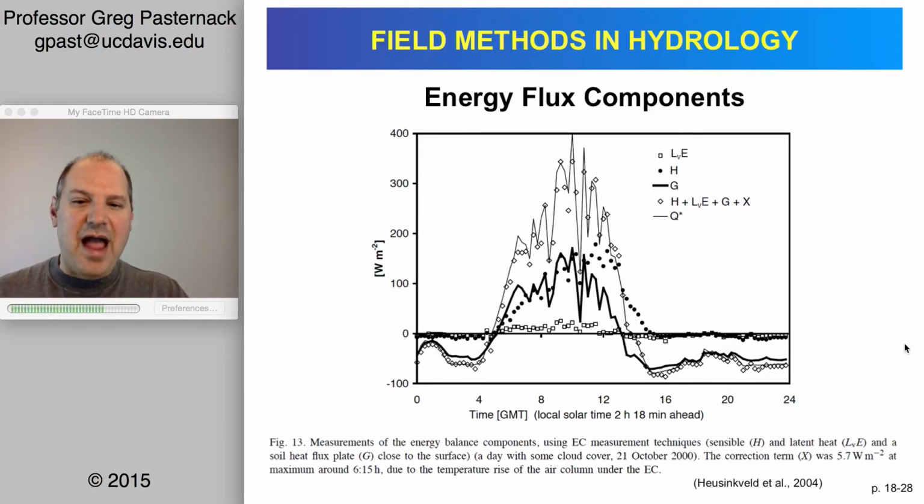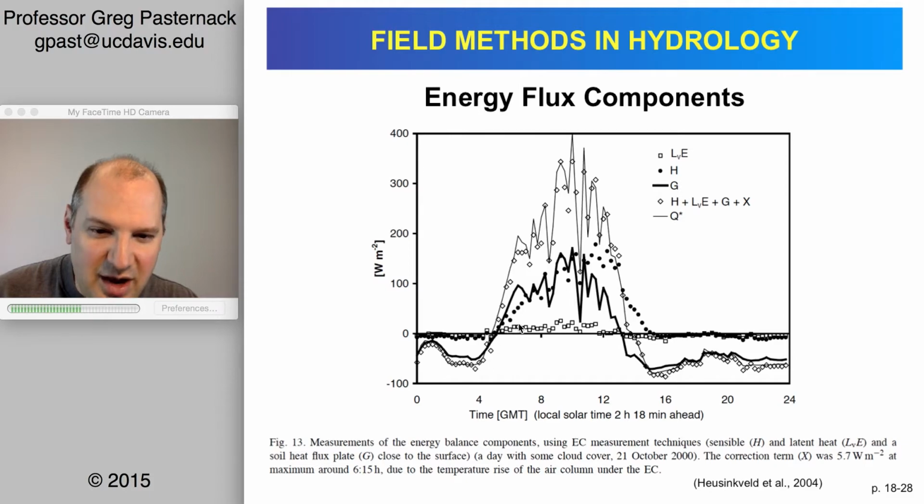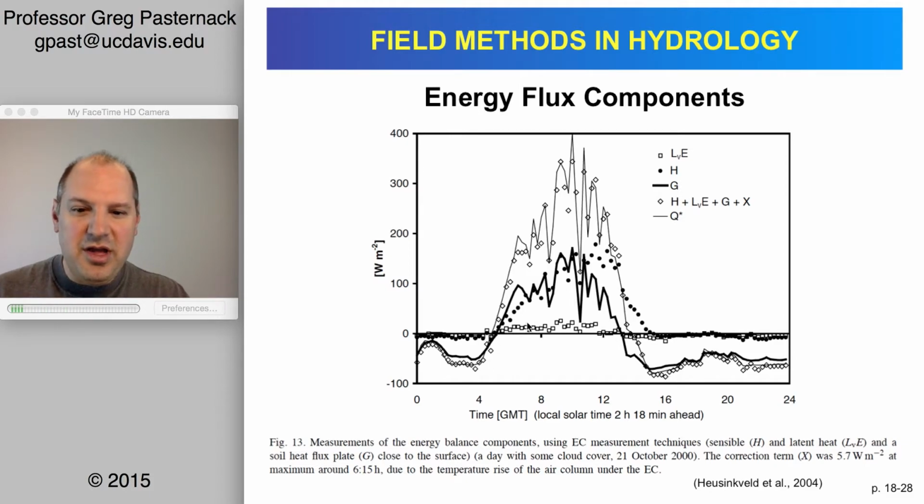And this is just a final graph illustrating field data showing the fluxes of each term. So the evaporative flux is the squares. Let's see, squares. So really this very small number here. The sensible heat flux is the dots. The ground heat flux is shown as this thick solid line. And then let's see, what else do we got here? The sum of everything, it looks like, is shown as these diamonds.